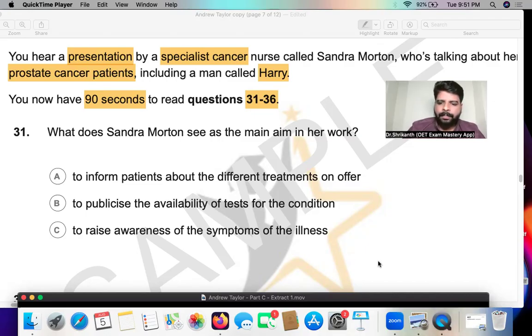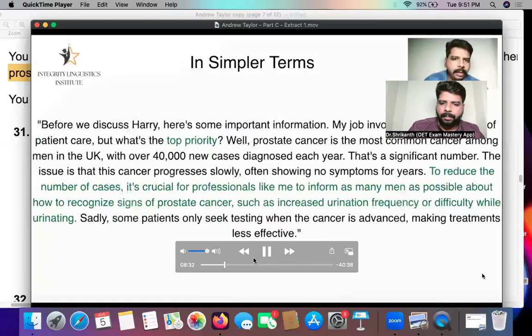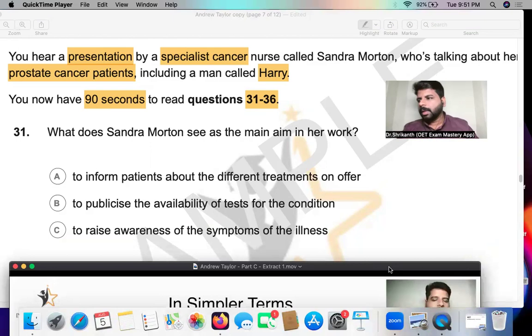All right. So that was the audio script. Now we have actually, so do you know the answer? Is it A or B or C? All right. Okay, we have a few suggestions coming over here.